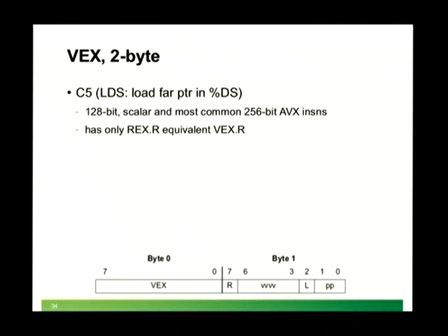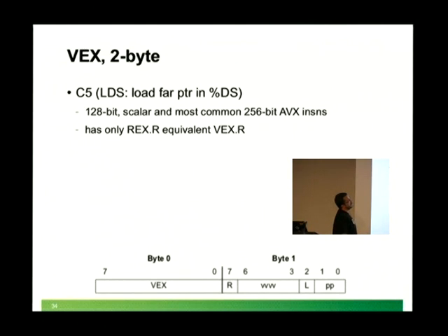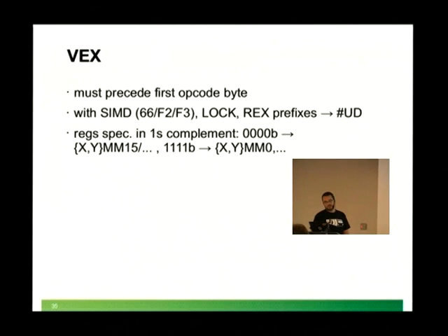The 2-byte version is done with C5, which is not a recycled instruction, load far pointer into DS. Those are like the 128-bit scalar and most common 256-bit AVX instructions. And it has only the R bit. The other ones I'm explaining later. So this is the format of the 2-byte VEX, a 2-byte AVX instruction. Right, and VEX has to precede the first opcode byte. And whenever those prefixes are present, you get an undefined opcode. And the registers are specified in ones complement. So for example, if you have a register field that is 0, it means the 15th register. And if it's all ones, it's the first, opposite to what was before.